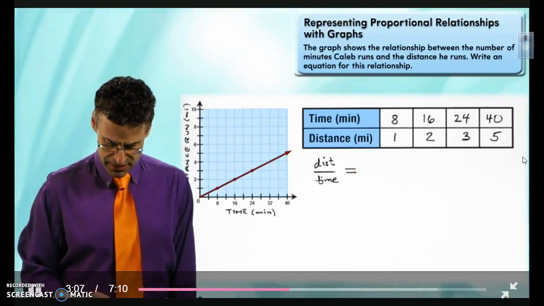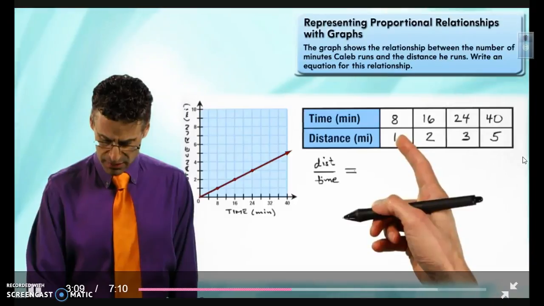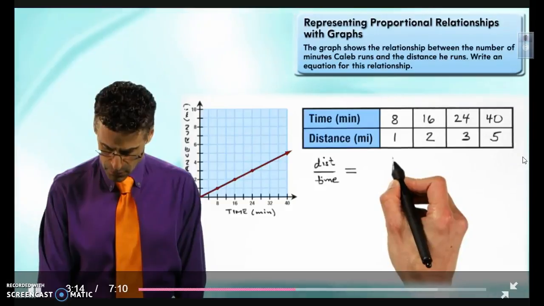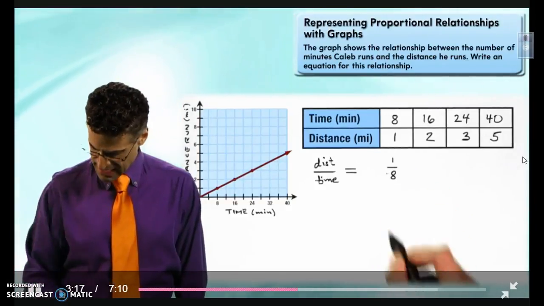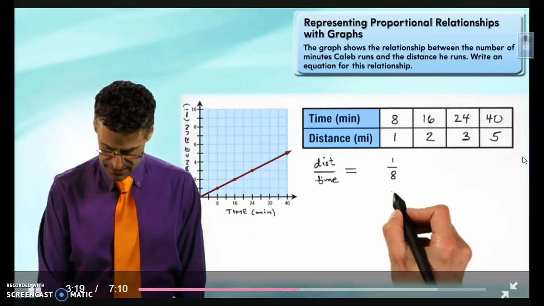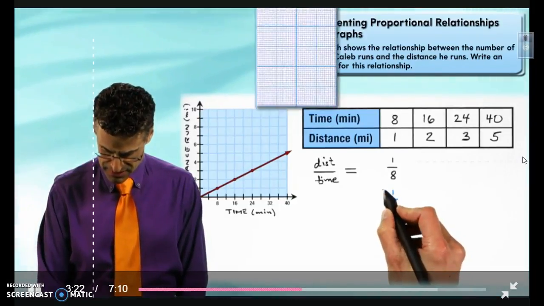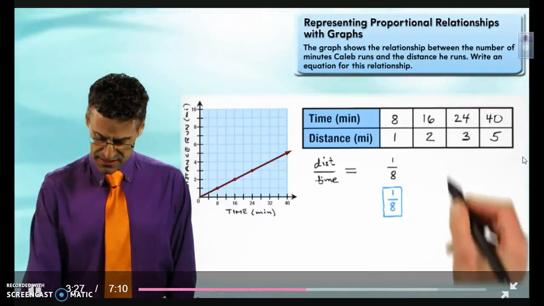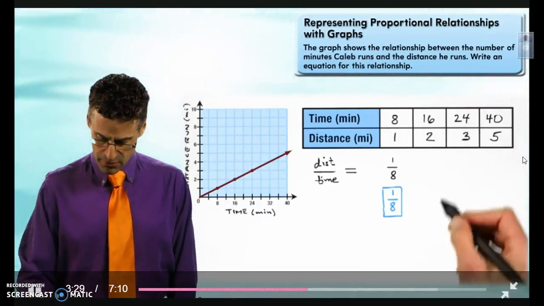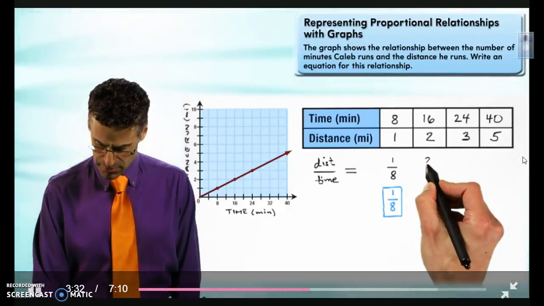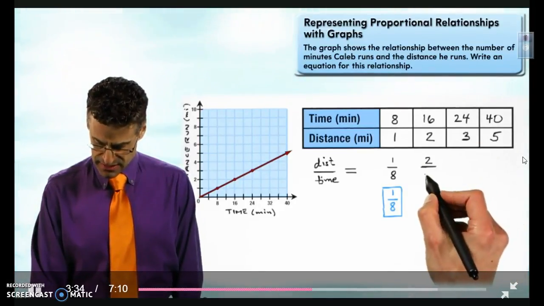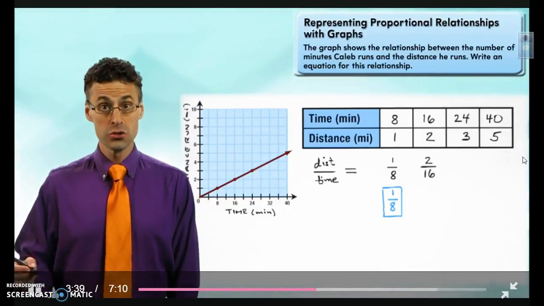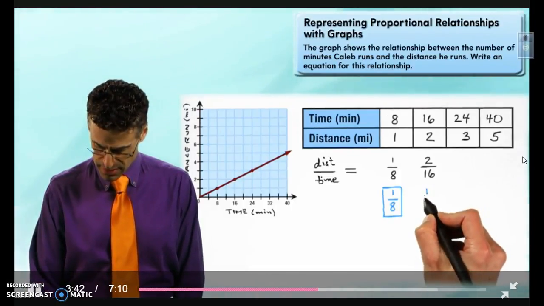Okay, so let's take a look at the first one, distance. That's 1 mile traveled in 8 minutes. And so we get a ratio of 1 over 8. Now, in the next ordered pair, we see the distance is 2 miles in 16 minutes. So we see the ratio of 2 to 16. And if we simplify 2 over 16, we see 1/8.